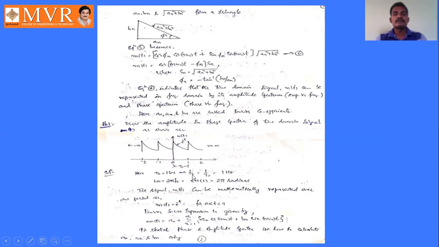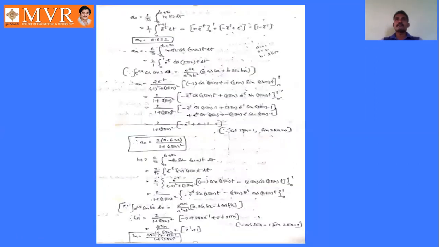From this we have to find out the Fourier coefficients a naught, an and bn by using the formulas a naught equal to 1 by T naught integral t naught to t naught plus T naught m of t dt, and an equal to 2 by T naught integral t naught to t naught plus T naught m of t cos n omega naught t dt, and bn equal to 2 by T naught integral t naught to t naught plus T naught m of t sin n omega naught t dt. So by using simple calculus, we can find out the values of a naught, an and bn.